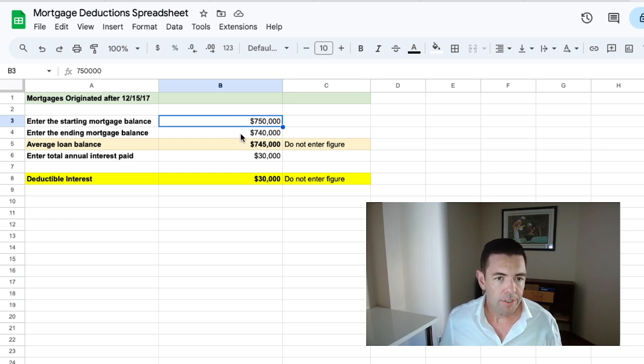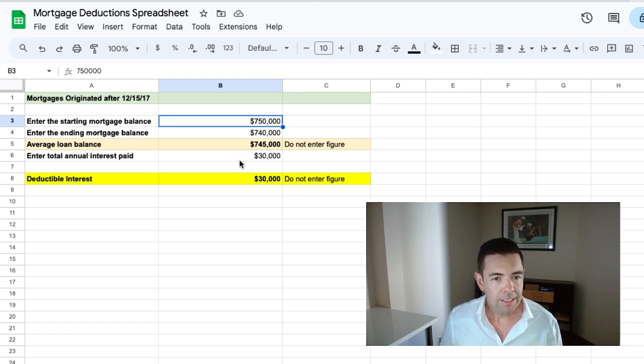So you'll put in that starting balance, then you'll put in the ending balance at the end of the year. And this shows how much principal is left over. So as an example, we have $750,000 as our starting balance. Let's say at the beginning of the year, there was $750,000 of principal. At the end of the year, $740,000. We only paid down $10,000 principal. That, of course, creates our average loan balance, which is needed to calculate how much interest is deductible. So we don't put anything on line B5.